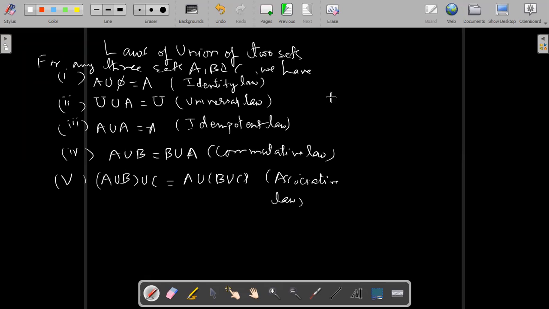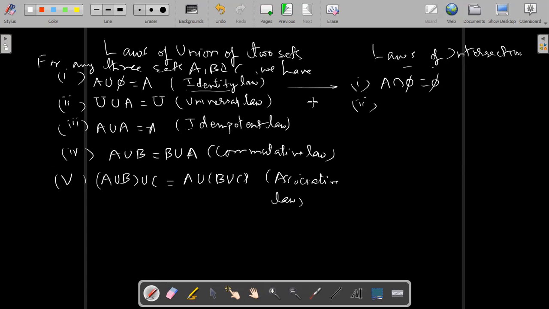Similarly, for intersection, same name. I will write here the laws of intersection of two sets. First law, and its name is same name, identity law. For intersection, if you find A intersection null set, it will be a null set. So this is called identity law.